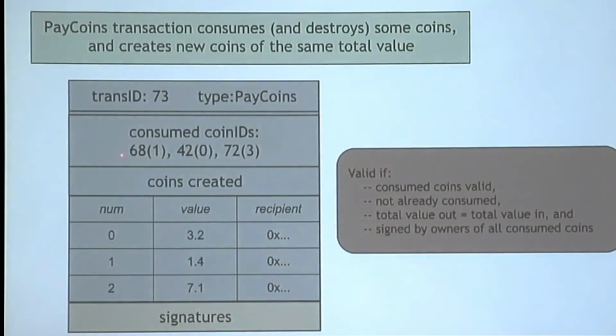All of these coins are being consumed and destroyed by this Paycoins transaction. So we're going to add up the value of all of those coins, and then we're going to create a bunch of new coins, down here 0, 1, and 2, etc., just like before in the create coins transaction. Each one has a value. Each one will belong to a certain recipient. And those new coins had better add up to the same total value as the coins that we consumed.